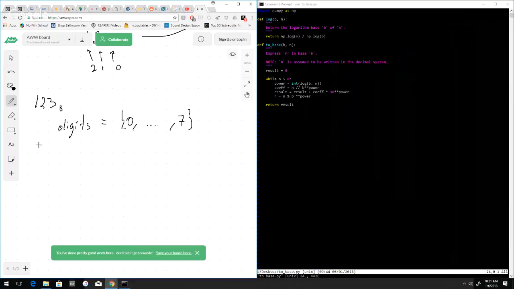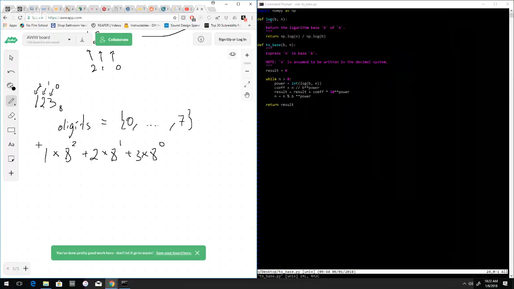We're going to take each digit and we're going to multiply by the base to a power, where the power starts from 0 if we look at the rightmost digit and increases by 1 as we go to the left. So this represents the 0th power, 2 represents the first power, 1 represents the second power. So this is 1 times 8 to the second power plus 2 times 8 to the first power plus 3 times 8 to the 0th power.